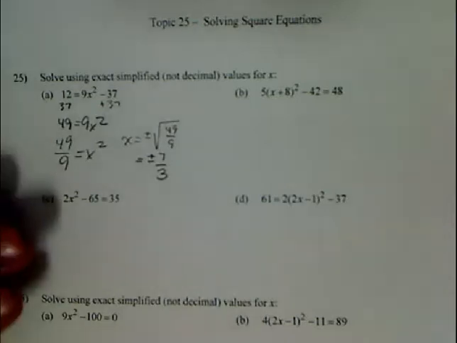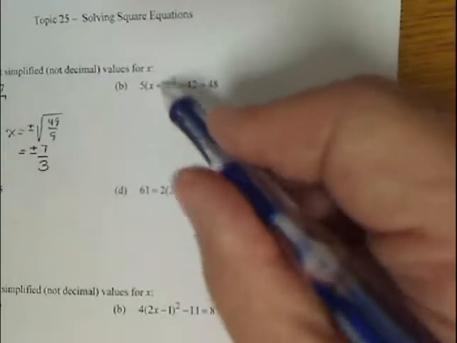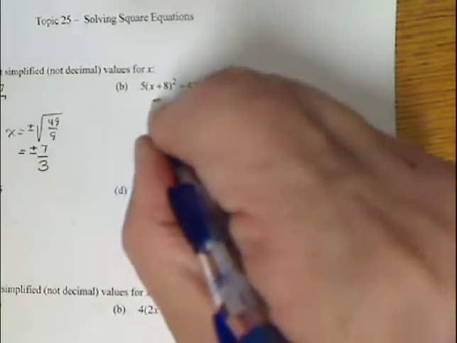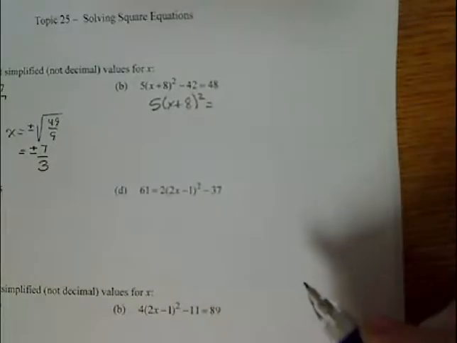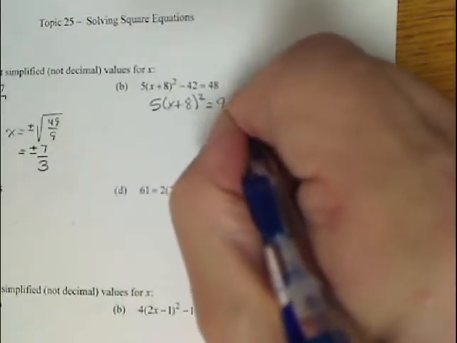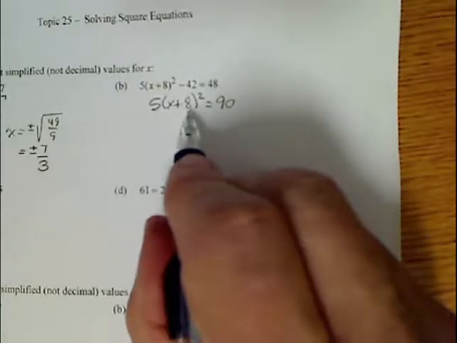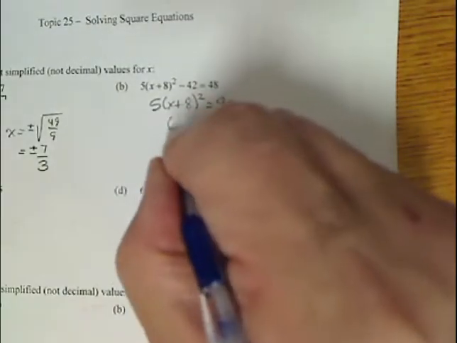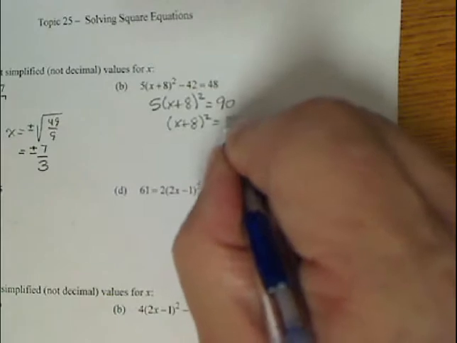Now, for this next one, I need to get the square part by itself. So first I'm going to add 42 to both sides, and this gives me 90. Still got to get the x plus 8 part by itself. So I'm going to divide by 5. So I get x plus 8 squared equals 18.